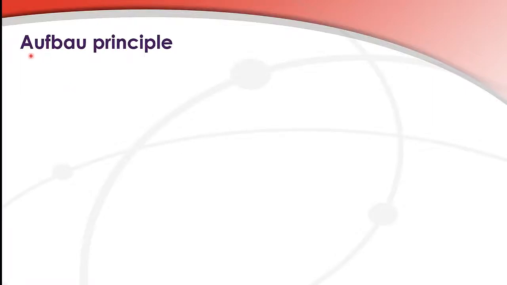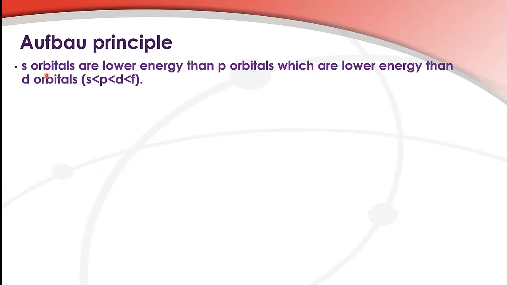Aufbau principle. Aufbau is a German word which means building up. S orbitals are lower energy than p orbitals, which are lower energy than d orbitals. So in terms of energy, the energy of the f orbitals is greater than the d orbitals, which is greater than the p orbitals, which is greater than the s orbitals. So basically the s orbitals have the lowest energy and the f orbitals have the highest energy.